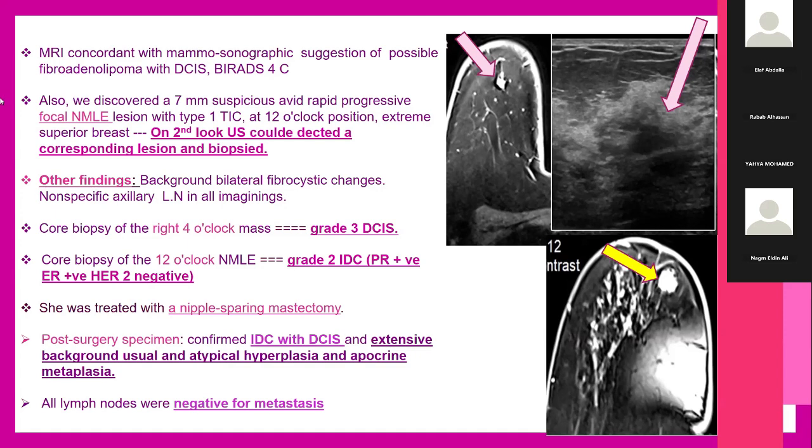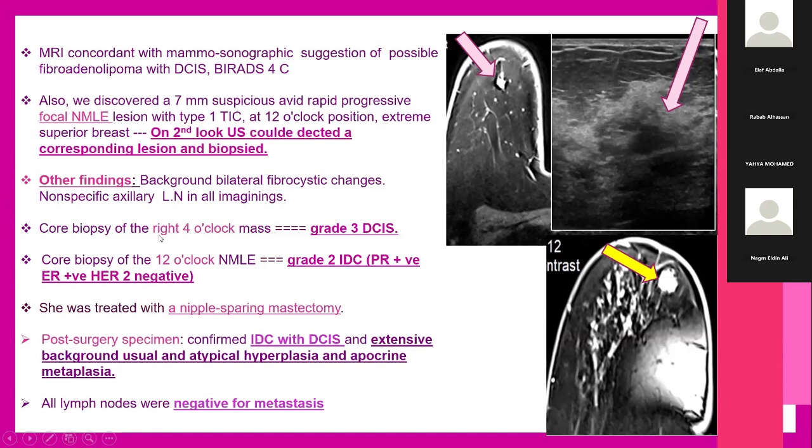Yes, sorry for the confusion. Yes, it was type 1, but it is avid and rapid. It is avid and rapid, but it was persisting. It was progressive. It's seen at 12 o'clock. Okay, and the other findings: background fibrocystic changes.